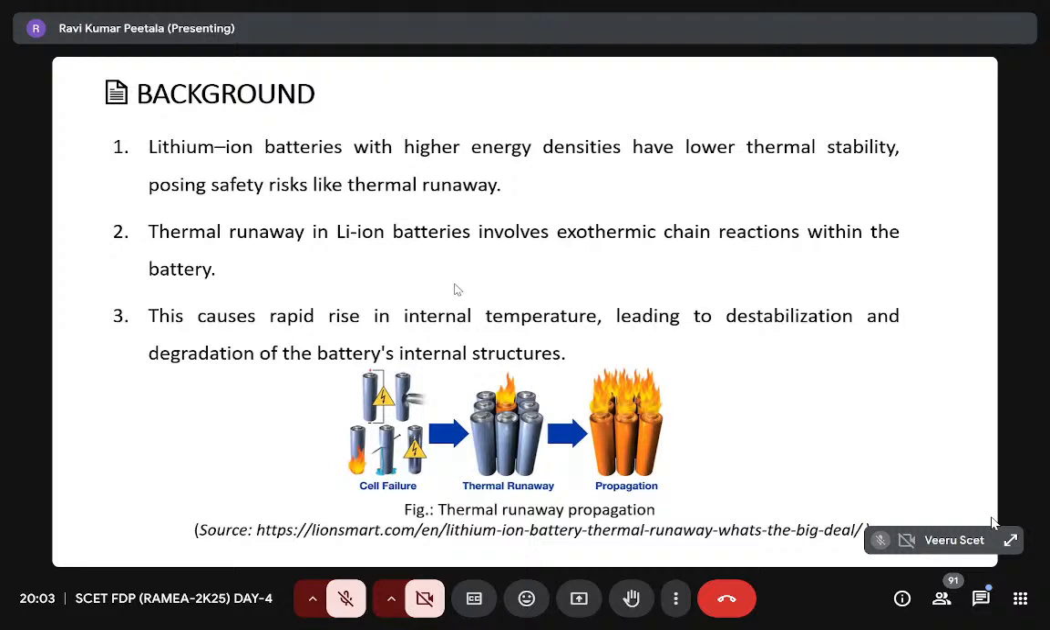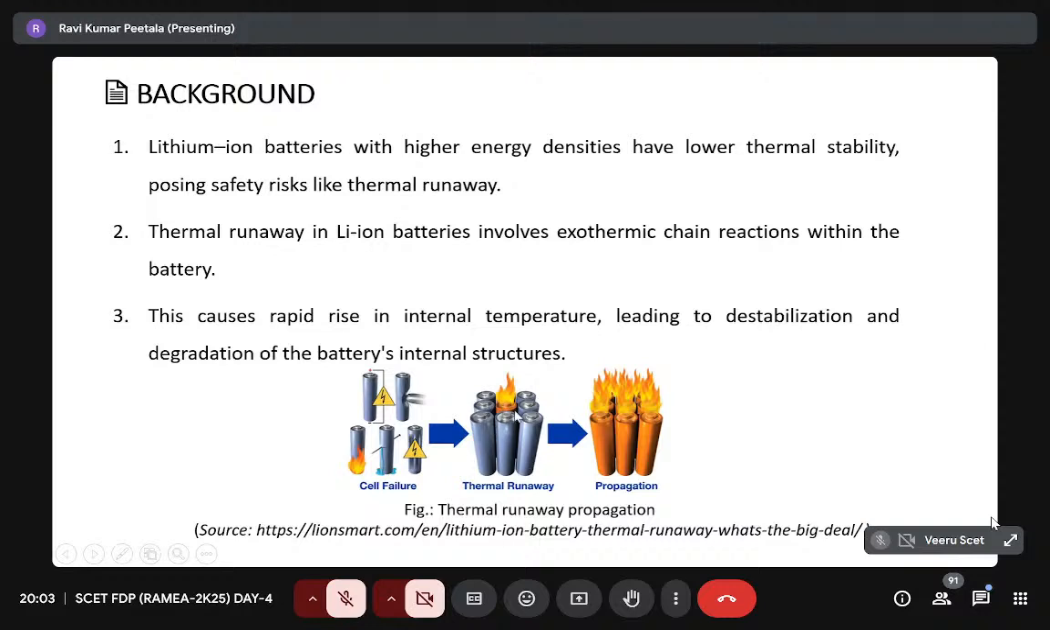Due to that, the temperatures inside the battery shoot up. So the temperature leads to destabilization and degradation of the battery, and sometimes fire may take place. This is the schematic of various conditions.